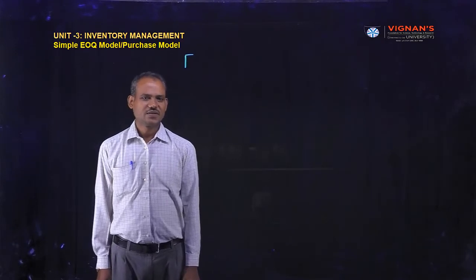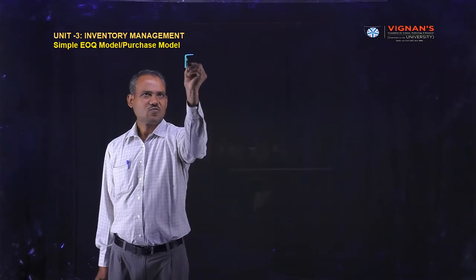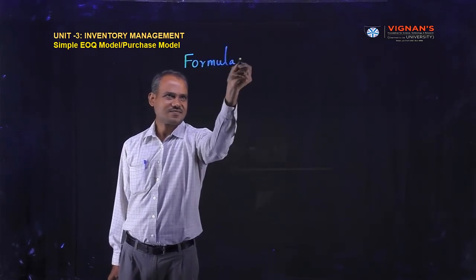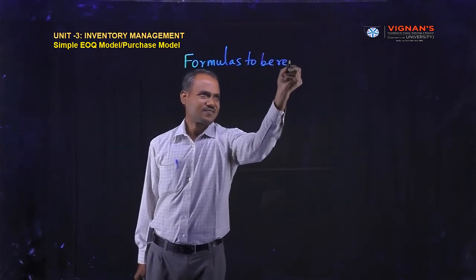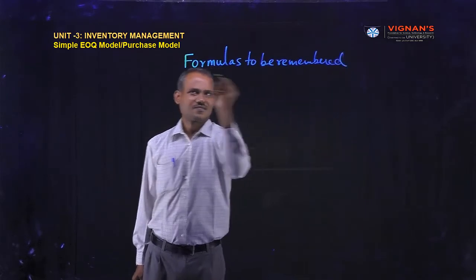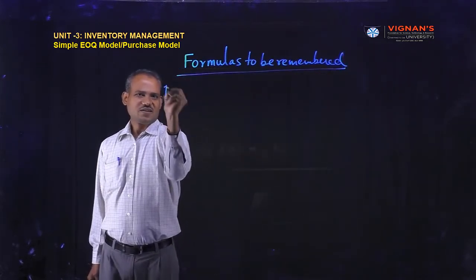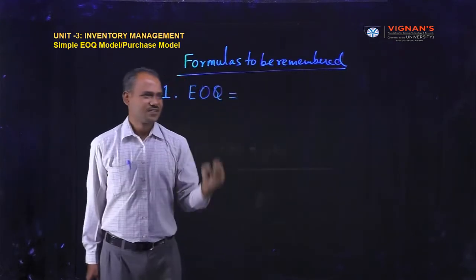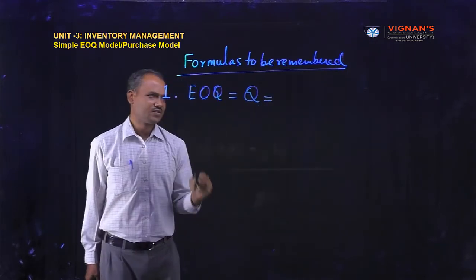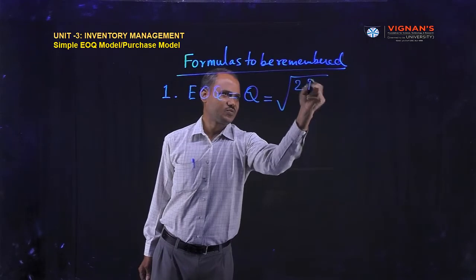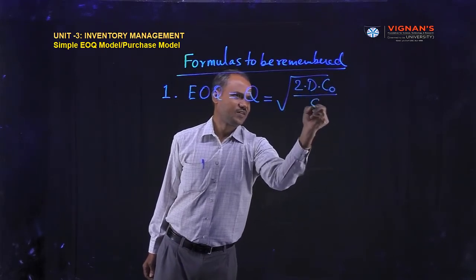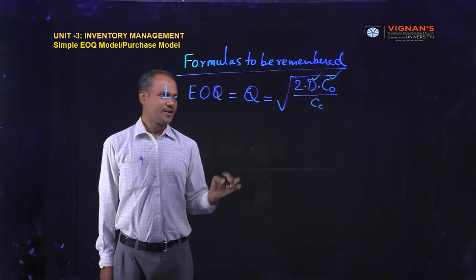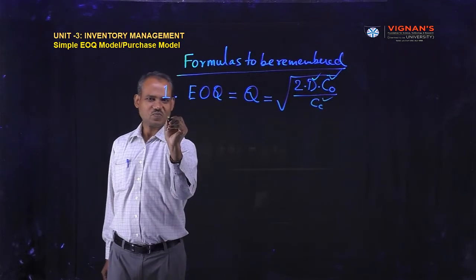So in model 1, that means economic order quantity model, these are the formulas to be remembered to solve any type of problems. First formula, economic ordering quantity, usually represented as capital Q, is equal to square root of 2 into D into C naught divided by CC. Everybody knows that D is the annual demand, C naught is the ordering cost, CC is the carrying cost. This is the first formula.